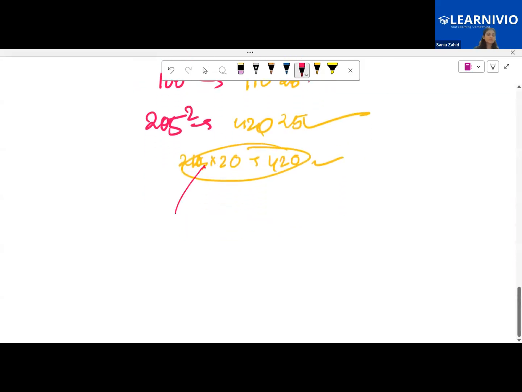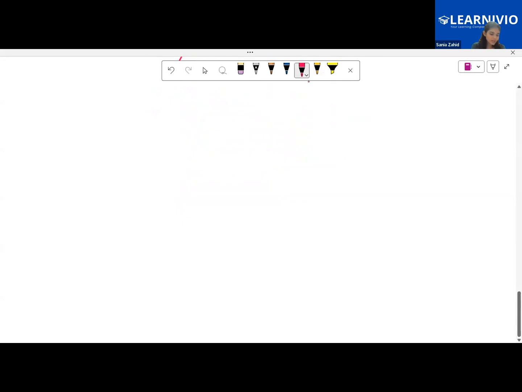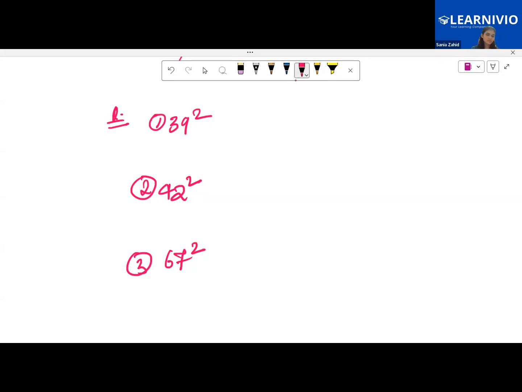Now we come to the next question. You have to find the square of the following numbers without actual multiplication. 39 square, 42 square. And we should do this without multiplication.